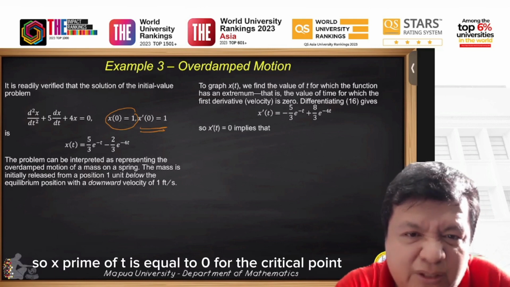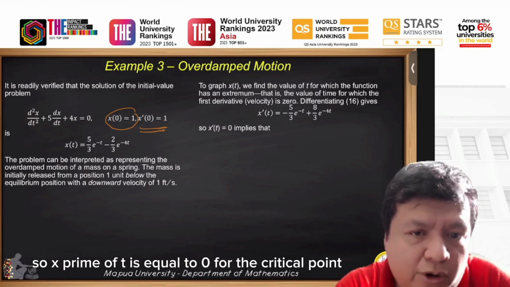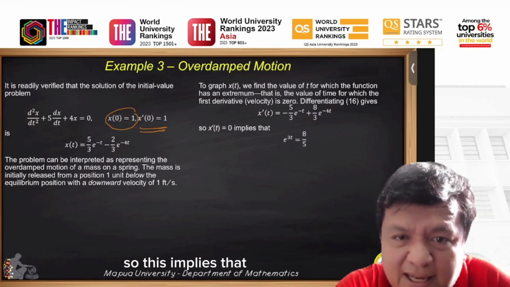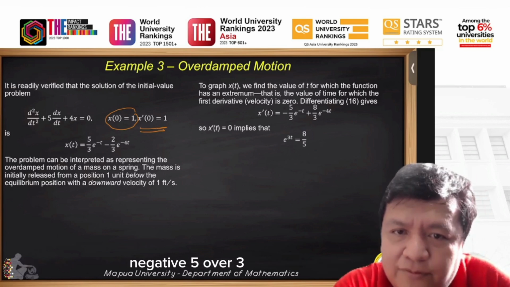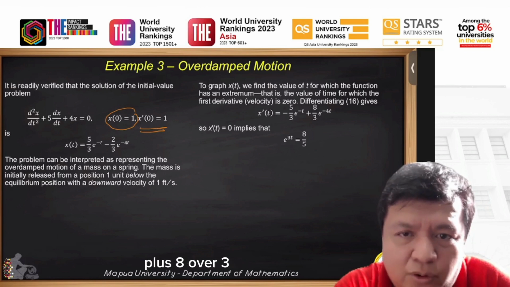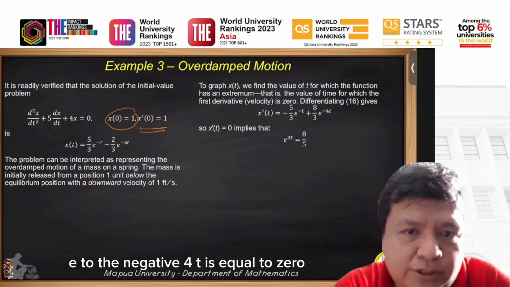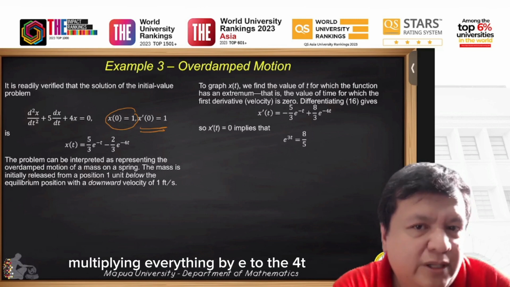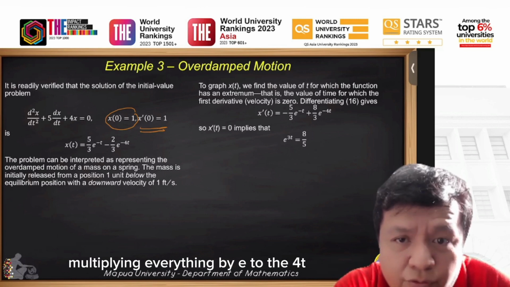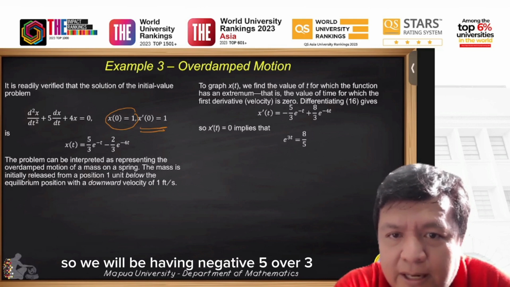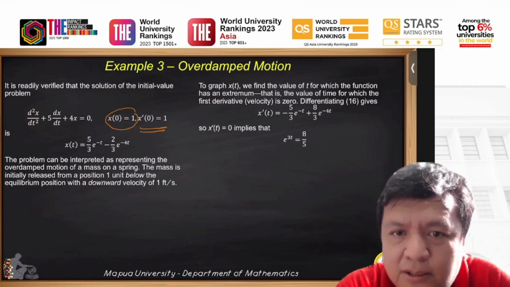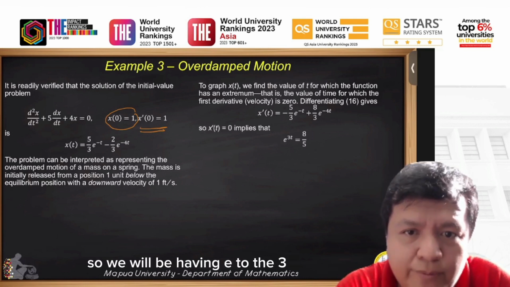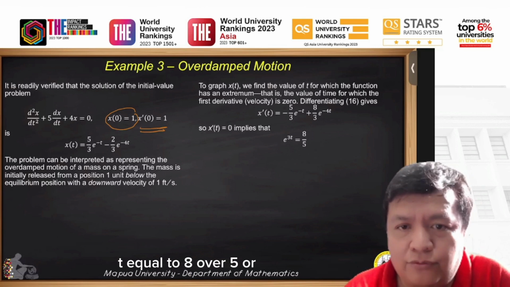So x prime of t is equal to 0 for the critical point, whether it is a maximum point or a minimum point. So this implies that negative 5 over 3 e to the negative t plus 8 over 3 e to the negative 4t is equal to 0. Multiplying everything by e to the 4t, we will be having negative 5 over 3 e to the 3t plus 8 over 3 equal to 0. So we will be having e to the 3t equal to 8 over 5.